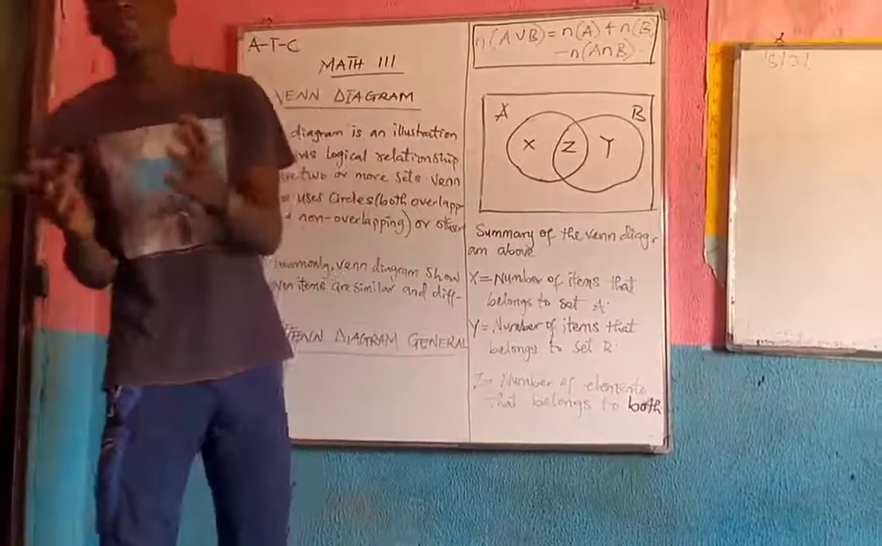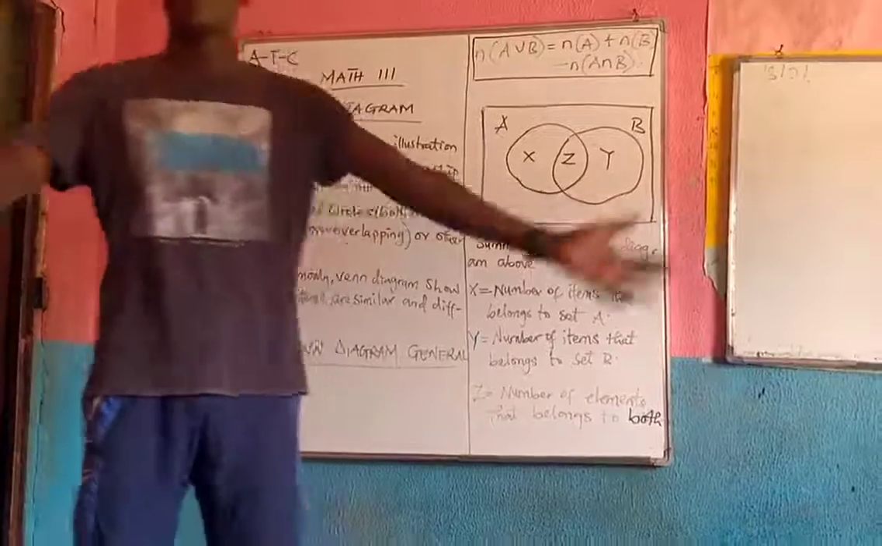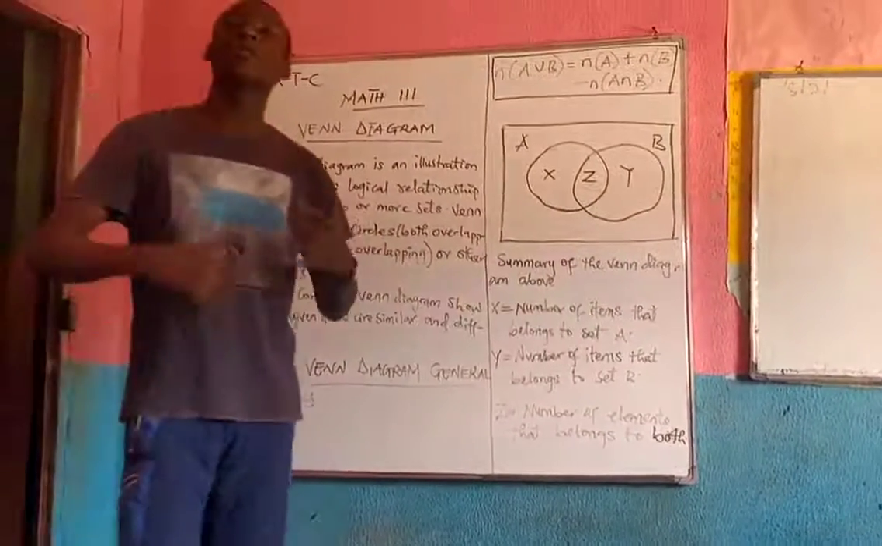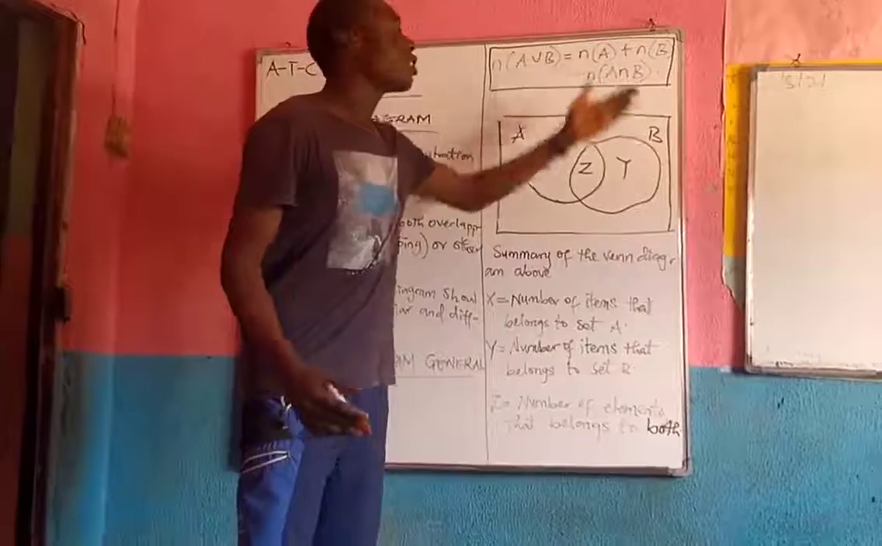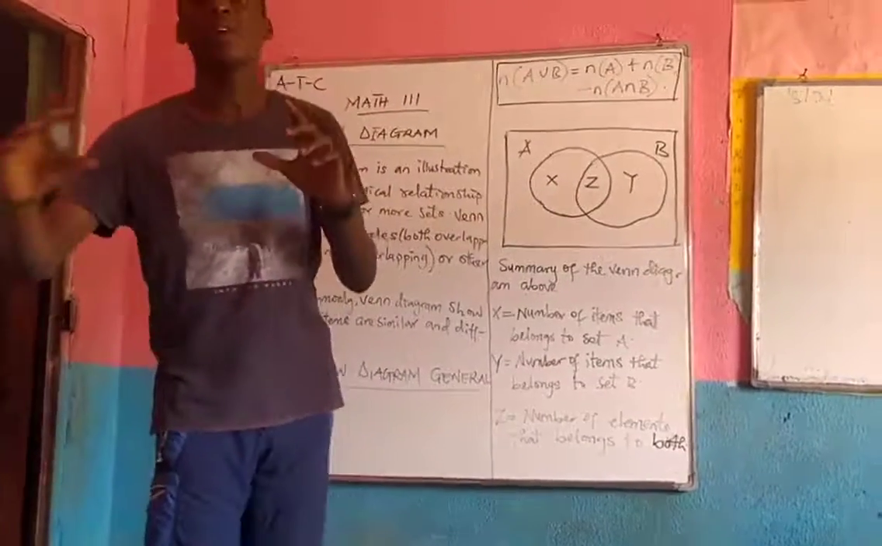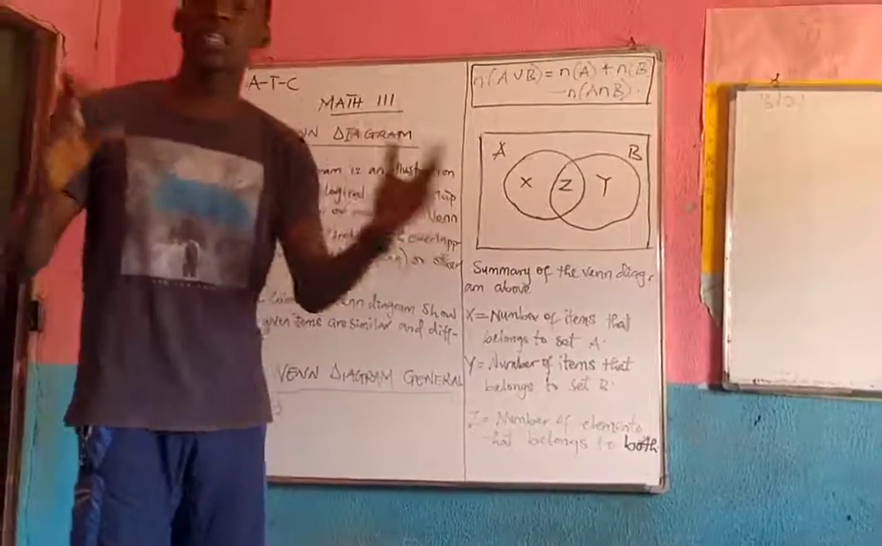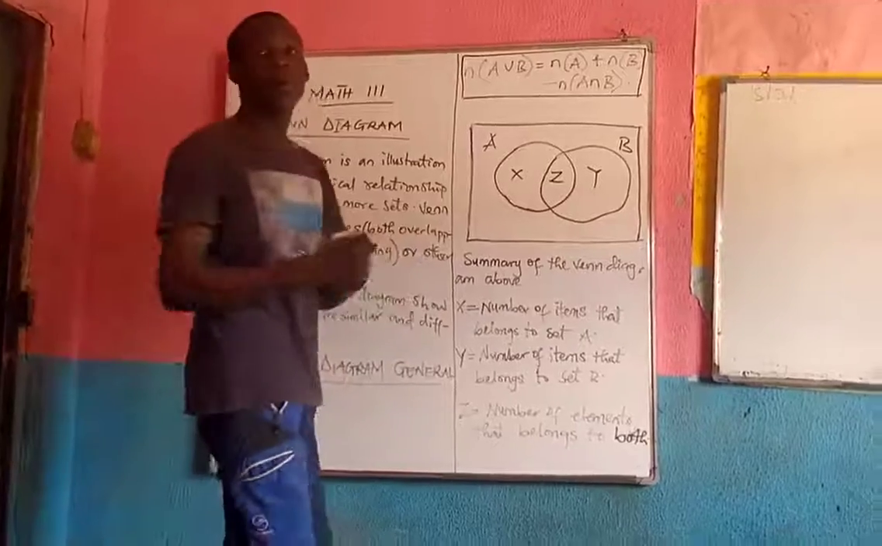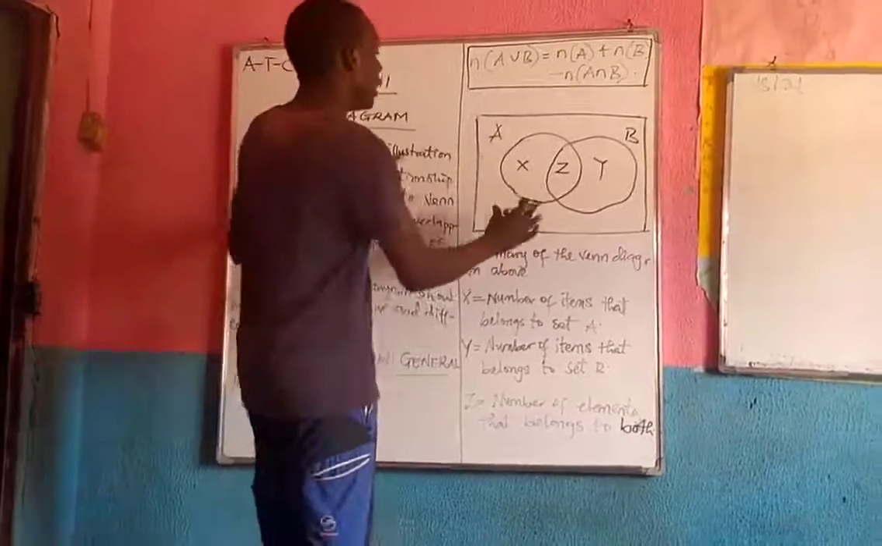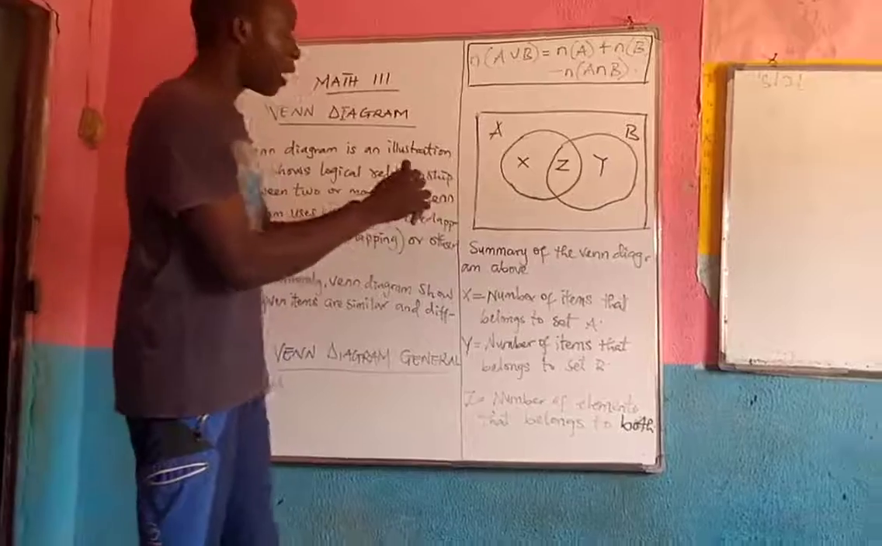I'm sure by now you know what union and intersection of a set is all about. The union is the collection of all the elements of both A and B without repetition, while intersection is the collection of the elements that are similar, like in both A and B. Now, this is how we represent it diagrammatically.